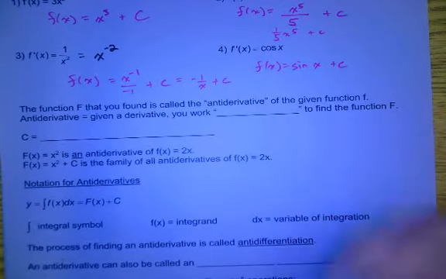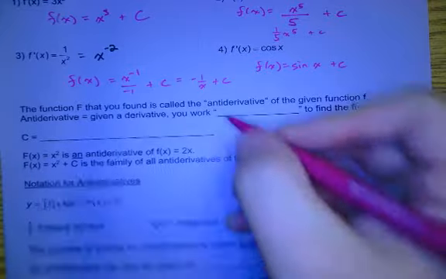All right, so the function F you found is called the antiderivative of the function f. Antiderivative is given the derivative, and you work backwards.